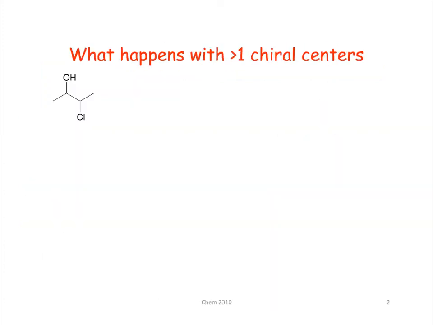So let's look at the situation where we have more than one chiral center. I've chosen this molecule. What would we name this? It would be 3-chloro-2-butanol. So we have 2 chiral centers, one right here where the chlorine is because it has 4 different groups attached, and another one over here because it likewise has 4 different groups attached.